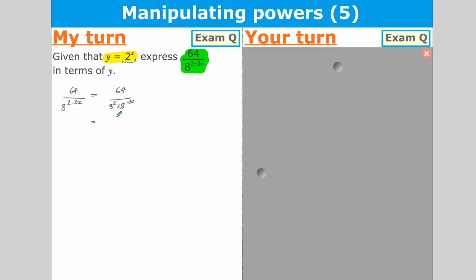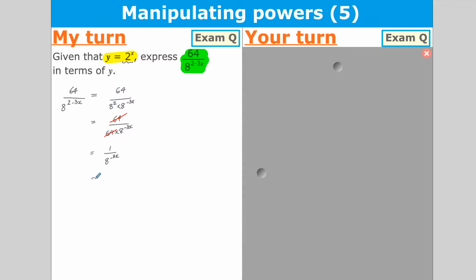And tidying this up, 64 over 8 squared is 64. And this bad boy, just leave it where it is for now. We're going to come back to it and deal with it. The reason I did that is that 64 and that 64 cancel. Those two 64s cancel each other out. And we really get 1 over 8 to the power of negative 3x.